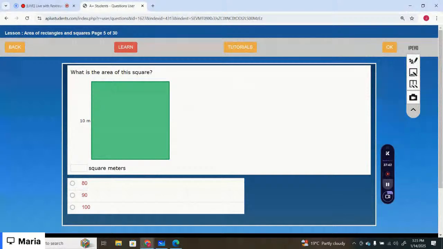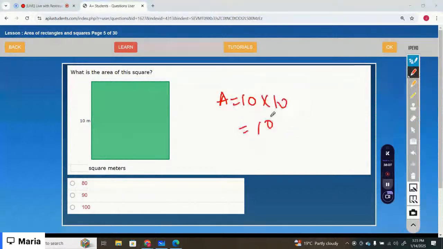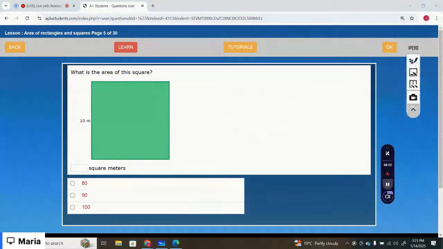What is the area of the square, which is the correct option? That is again a square. So you have to do side times side. The side length is 10. So then that would be 10 times 10. So the correct option is 100 square meters. Option number 3 is the correct option.